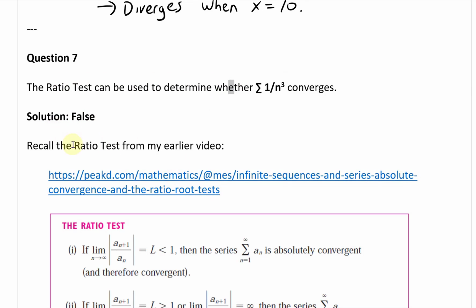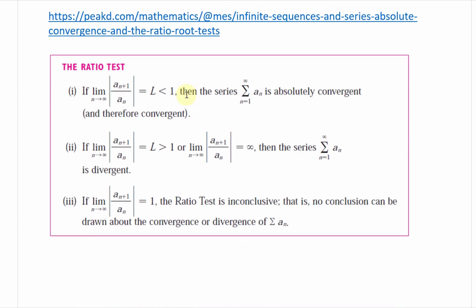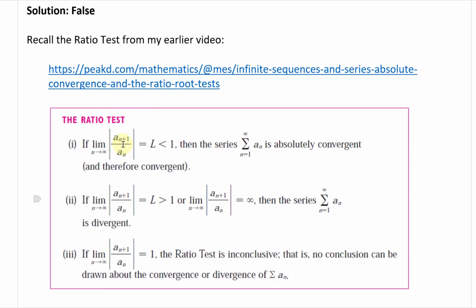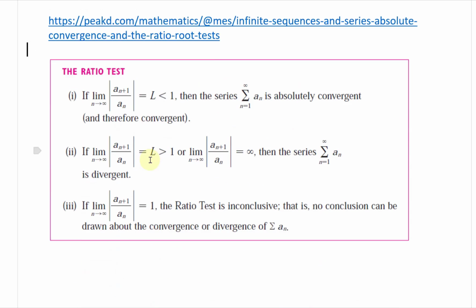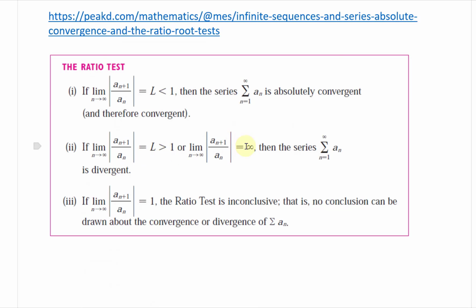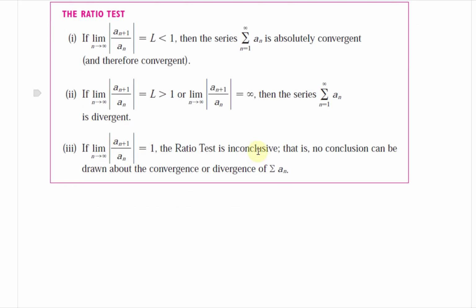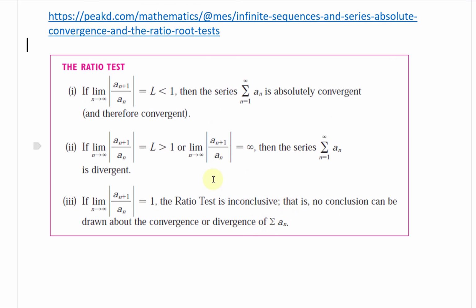To illustrate this well, first recall the ratio test from my earlier video on absolute convergence and the ratio/root test. So the ratio test: if the limit as n approaches infinity of the absolute value of a_(n+1) divided by a_n equals L less than 1, then this absolutely converges and therefore is convergent. But if L is greater than 1, or the limit goes to infinity, then it's divergent. But if it's equal to 1, then we can't use the ratio test. It's inconclusive. That is, no conclusion can be drawn about the convergence or divergence of the series a_n.